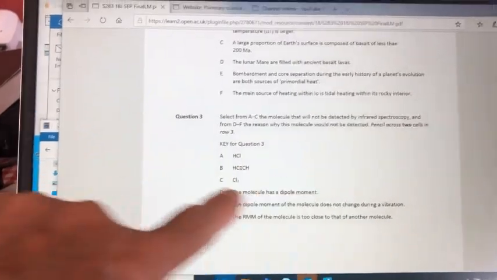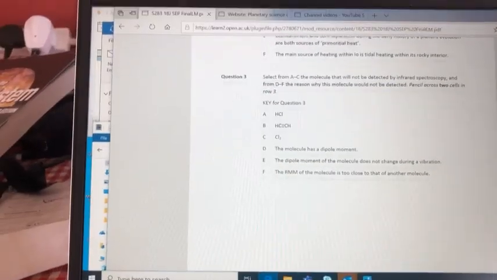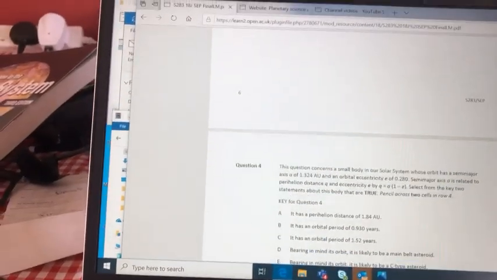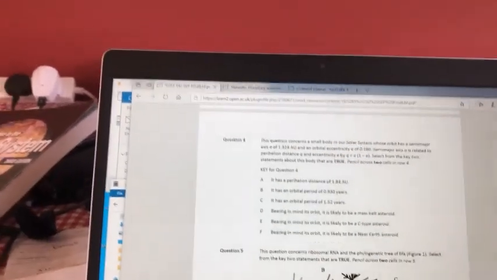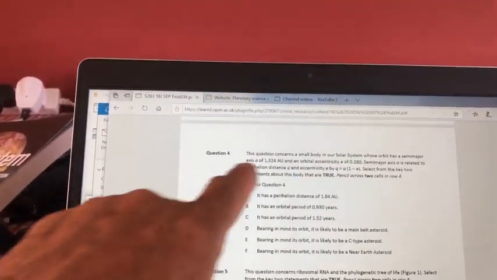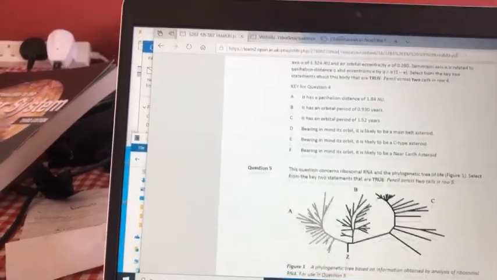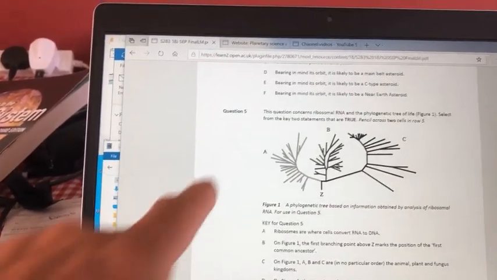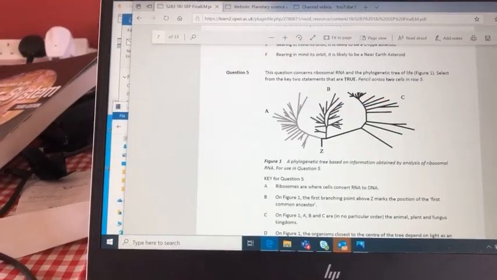This question is about which bonds you couldn't detect by infrared spectroscopy, for example. Here's one that relies on you being able to calculate properties of an orbit, knowing certain parameters of an orbit. This is asking you to understand the tree of life. What does it mean?